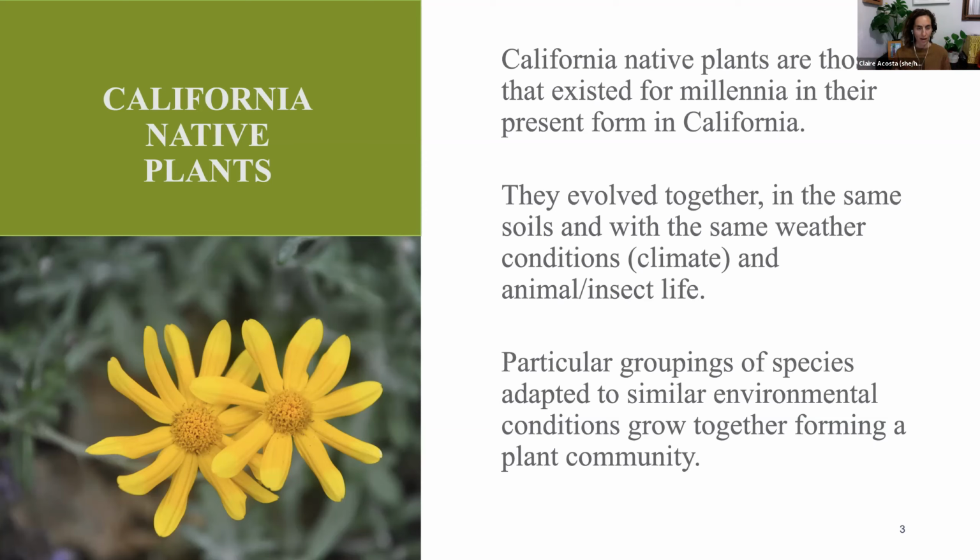One thing about all California native plants, regardless of plant community, is they are all subject to our Mediterranean climate, which is basically characterized by warm, dry summers and cool, rainy winters. So all throughout California, all organisms are experiencing that weather pattern, the warm, dry summers and the cool, rainy winters.